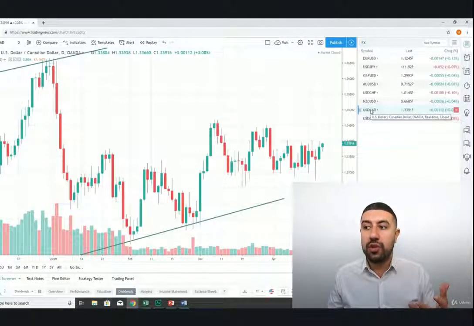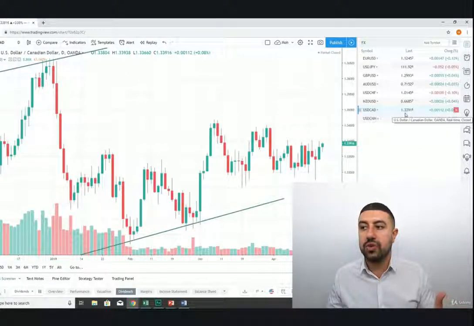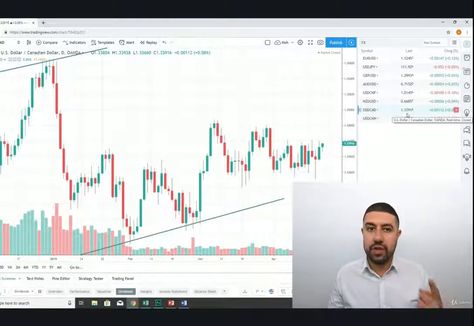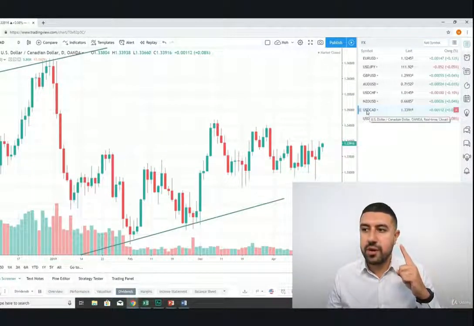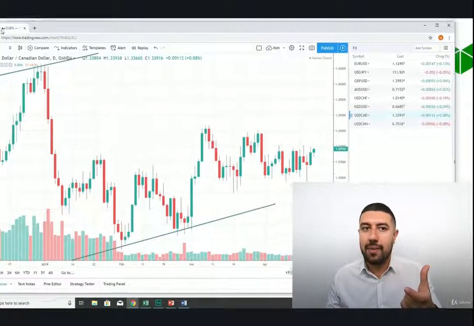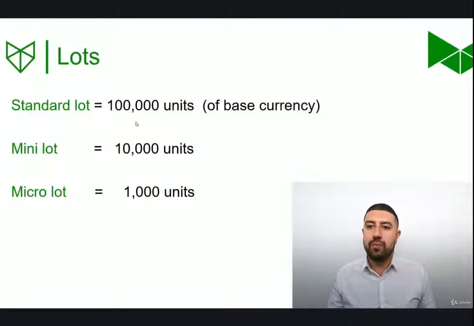Now, how much will it cost me in Canadian is going to be more, because a Canadian dollar is 1.33 for each 1 US dollar. So it'll cost me 133,000 Canadian dollars. But remember, we're always talking a lot is in the base currency. We're putting that amount of money in. So if you're buying any currency, we're saying one lot, meaning you're going to buy an amount worth $100,000 of the base currency.